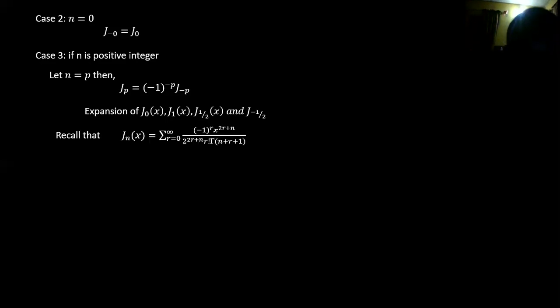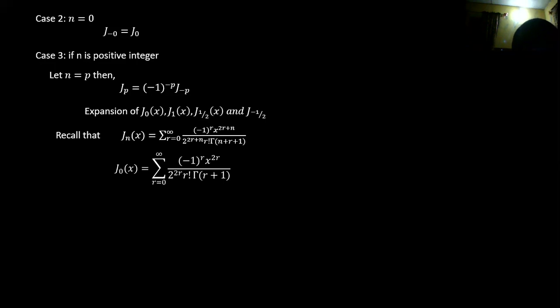Now, another thing we want to look at, which is very, very important, is the expansion of some special Bessel functions, like Bessel function of 0, Bessel function of 1, Bessel function of 1 over 2, Bessel function of minus 1 over 2. Let's start with Bessel function of 0. Recall that the Bessel function of n is defined as this. Now, if I substitute n equal to 0, then I have Bessel function of 0 equal to the summation r equals 0 to infinity of minus 1 raised to power r, x raised to power 2r divided by 2 raised to power 2r, r factorial, the gamma of r plus 1.